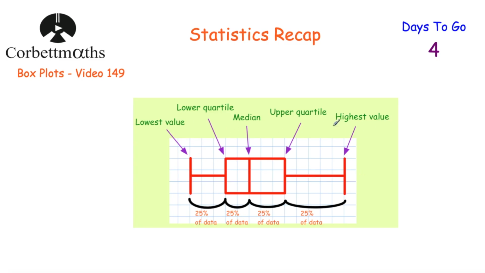So you need to plot these 5 lines, the line for the lowest value, the lower quartile, the median, the upper quartile, and the highest value. And it's important you know how to compare those box plots and things like that. And if you look at video 149, there's questions there on comparing box plots.